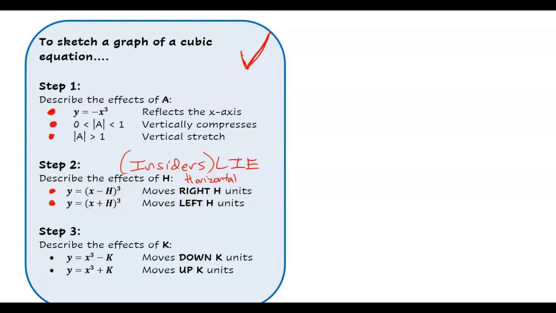Cool. Describe the effects of K. Well, K has no lie, and it's vertical. Okay, cool. Horizontal has an H, vertical has a K. No lie, and it's vertical. So if you see a minus, that's down. If you see a plus, it's up.